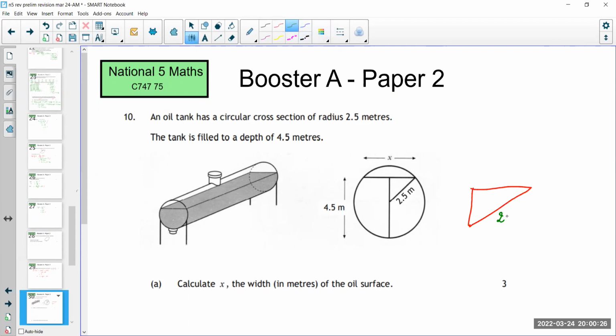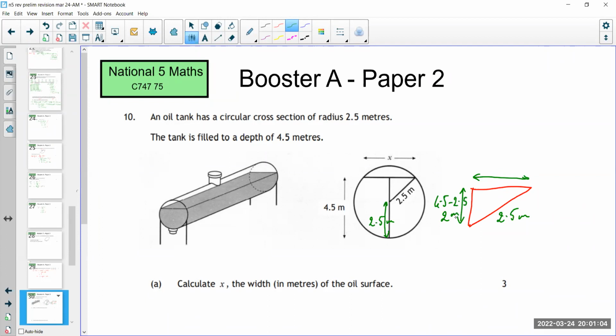So I've got 2.5 meter here. I'm looking for, this is x over 2. The tank is filled, radius 2.5, depth of 4.5 meters. So I've got 4.5 meter here. Because you've got a radius here of 2.5 meter, then you need to say that this is 4.5 minus 2.5, and that is 2 meter.